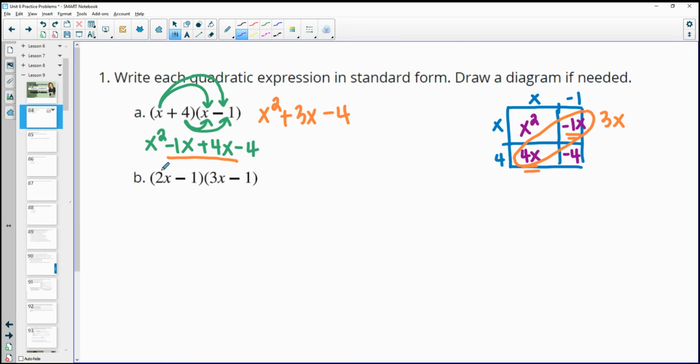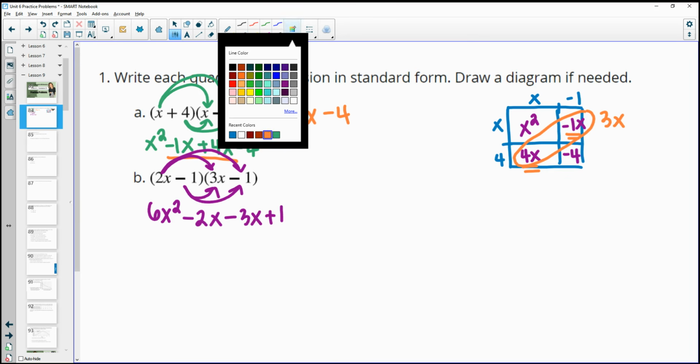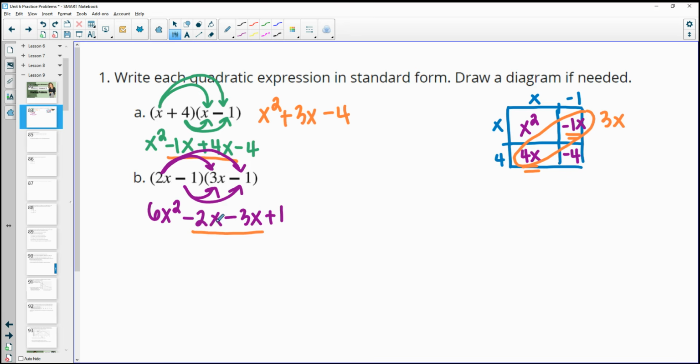So either method is totally fine. I'm going to just do the distributive property here. So I'm going to take 2x times 3x, which gives me 6x squared. Then I'm going to take 2x times -1, which gives me -2x. And then -1 times 3x, which is -3x. And then -1 times -1, which is +1. And then I will add these middle terms together that are like terms, the -2x and the -3x. So we have 6x squared minus 5x plus 1.